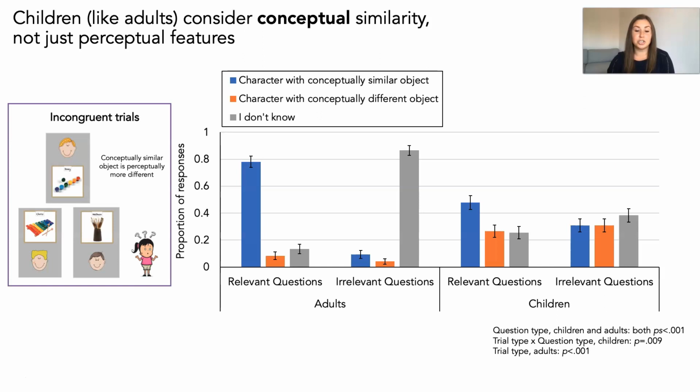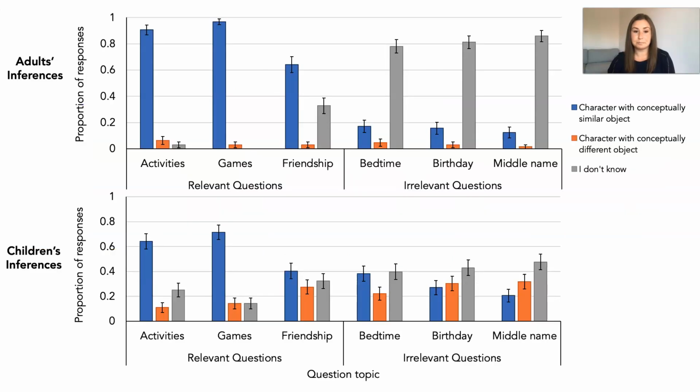Here are adults' and children's responses on incongruent trials where the conceptually similar object looked perceptually different. And what we see again is that both adults and children were more likely to select the character with a conceptually similar object when asked relevant than irrelevant questions. Though there was an interaction between trial type and question type, such that when answering relevant questions, children were a bit less likely to select the character with the conceptually similar toy in these cases, where the conceptual and perceptual cues were incongruent, than when they were congruent, as we saw in the previous slide.